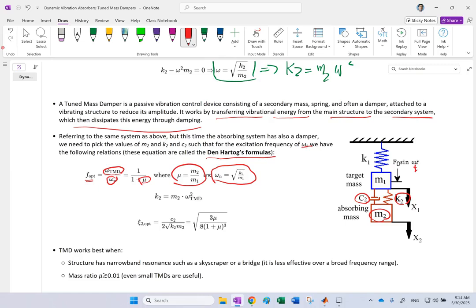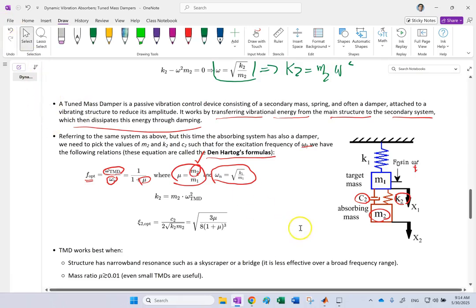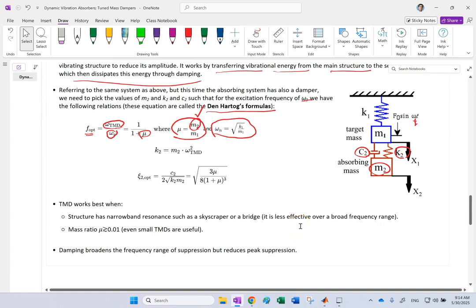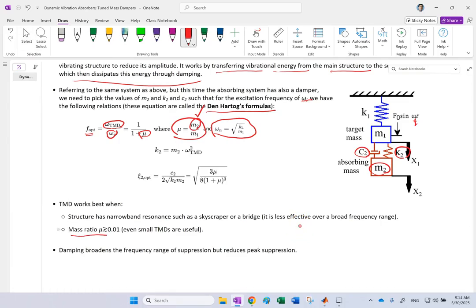So what does that tell us? Here we're going to pick some M2, like last time. We just pick some M2, typically much smaller than M1. Now, how much smaller? I'll tell you. The TMD system works best when the mass ratio is a little bit bigger than 0.01. So if you want to pick a mass M2, make sure it is about 1/100 of M1 or a little bit bigger. So this one can give you a hint of how much to pick for M2.